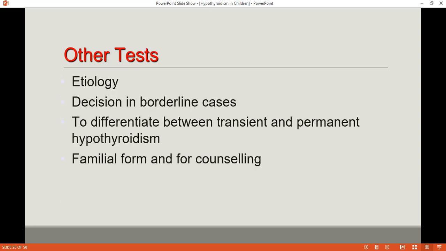Other tests for etiology are for decision in borderline cases. Sometimes we can get borderline levels. Then we have to repeat both tests to differentiate between transient and permanent hypothyroidism, and sometimes familial forms, and for counseling purposes we have to look for etiology. Otherwise, the treatment is the same in all the cases, whether ectopic, agenesis, or dyshormonogenesis. The treatment is the same, but sometimes for counseling purposes, we do other tests.